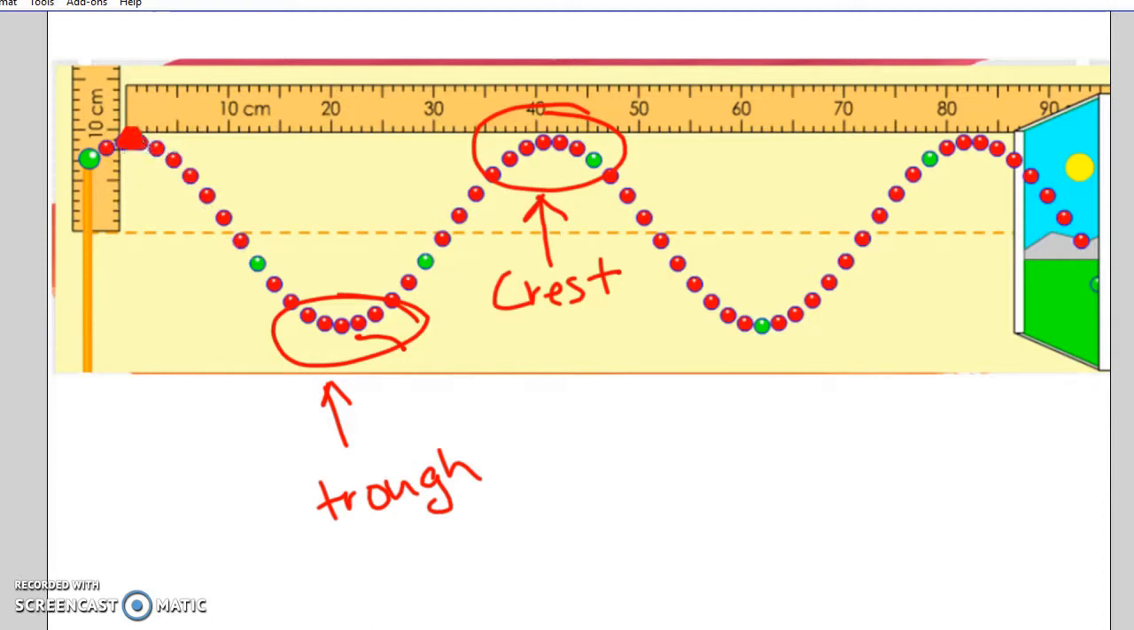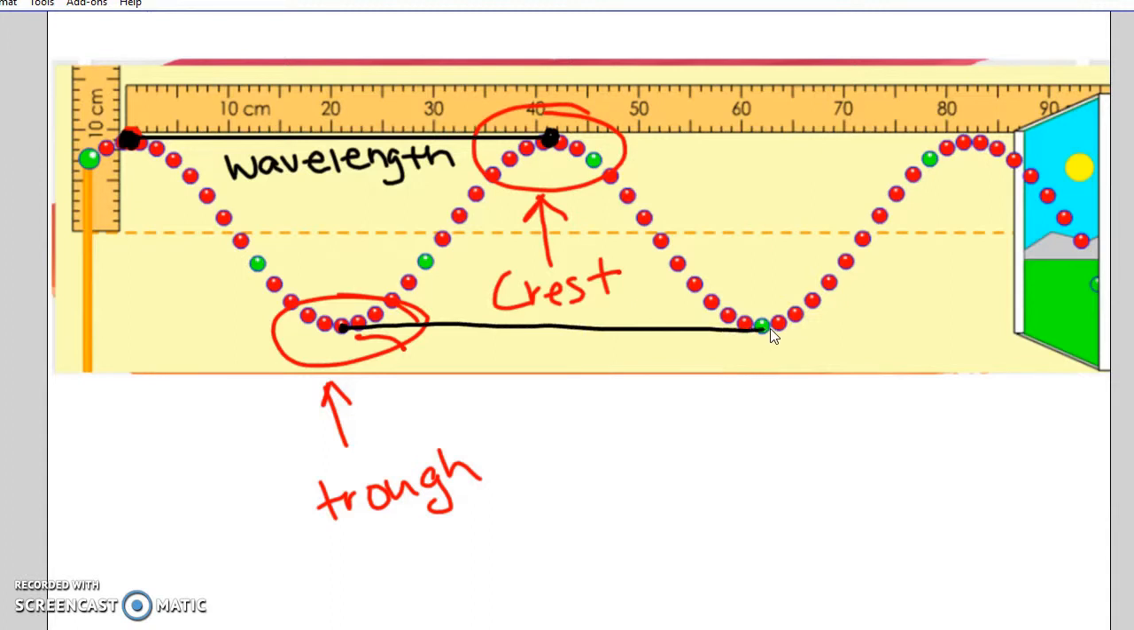Sorry about that. So if I go from this point to this point, the highest point on the wave to the highest point on the wave, this distance here is called the wavelength. And the wavelength is from one point on a wave to the identical point on the next wave. So we usually measure that as crest to crest, or from trough all the way over here to trough. But you could also measure that from this point on the wave to this point on the next wave.